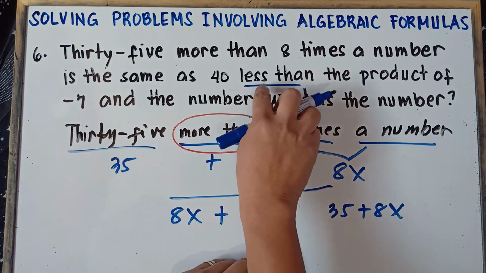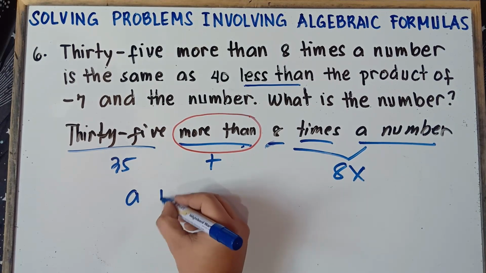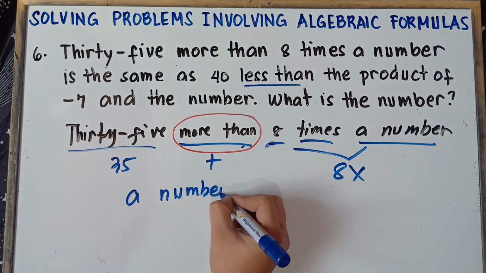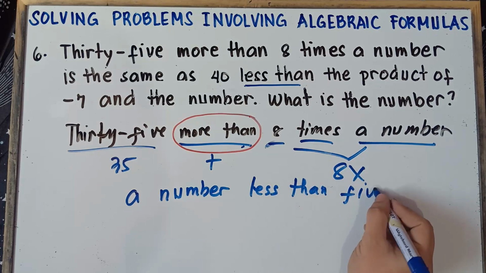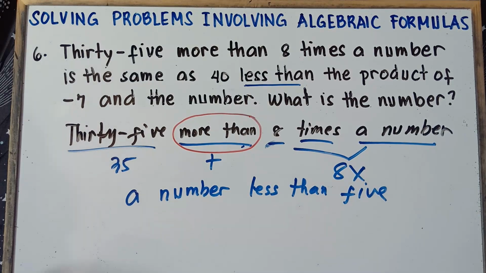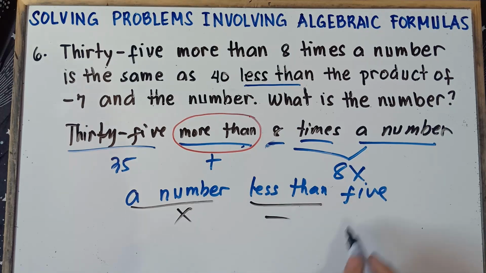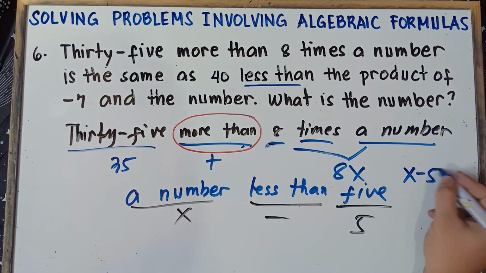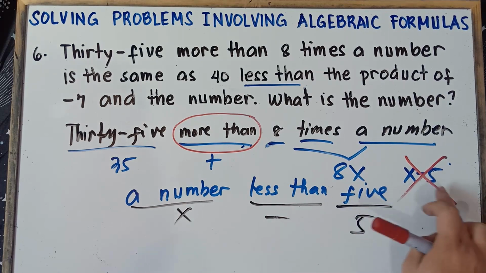Once again, in subtraction, let me give you an example. If I say a number less than 5, of course we know that a number is x, right? Less than would be a minus sign, and 5 would be 5. Now, if your answer is x minus 5, I'm sure you will commit a mistake. This is wrong. A number less than 5 is not x minus 5.